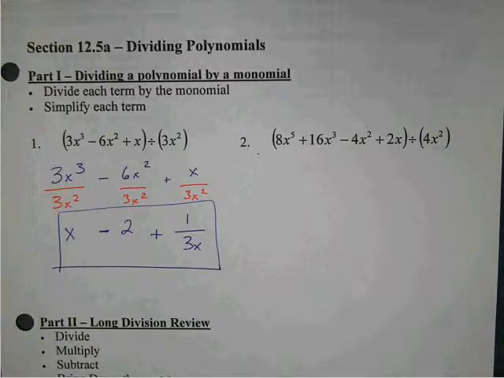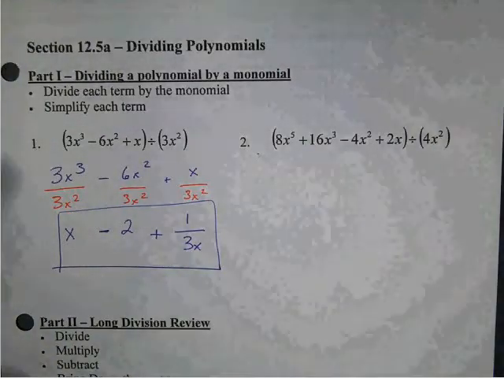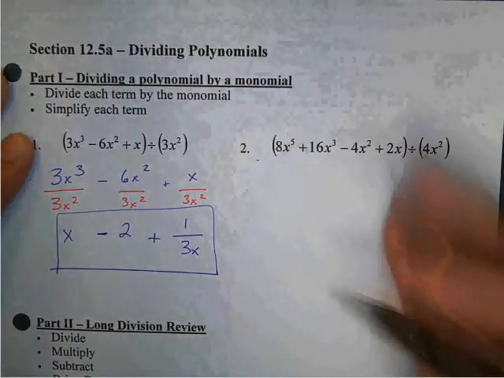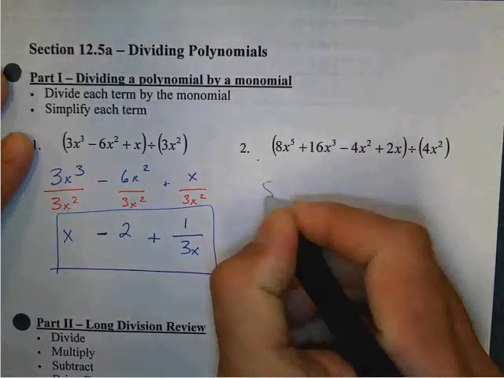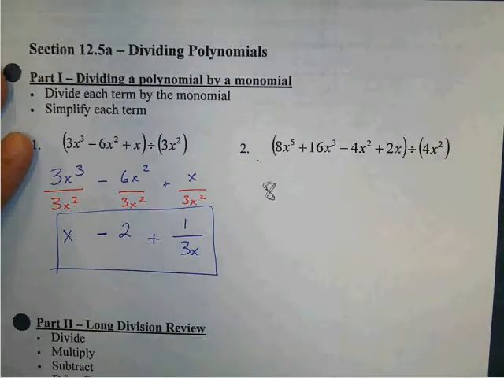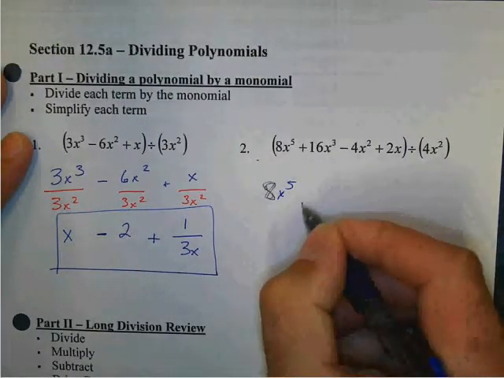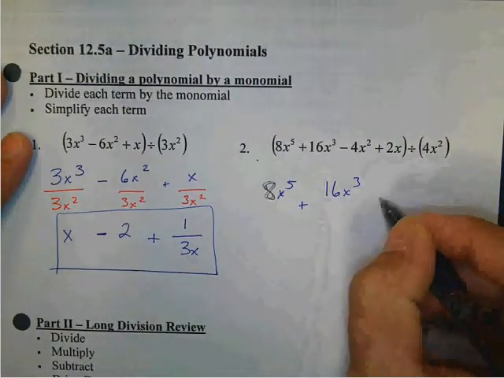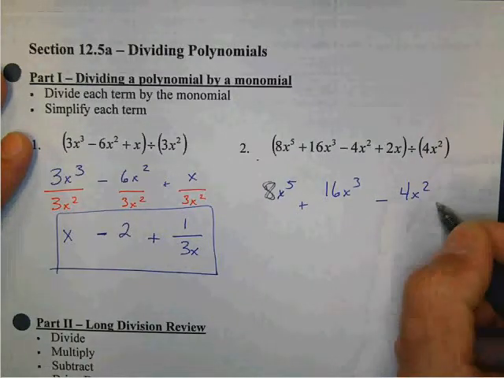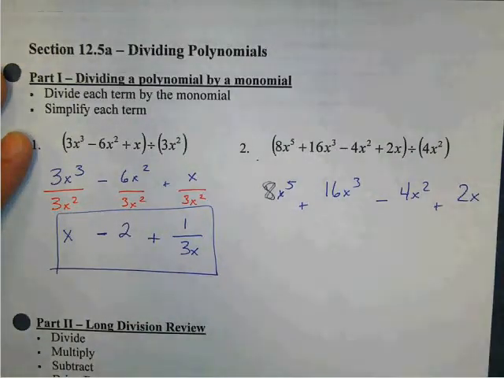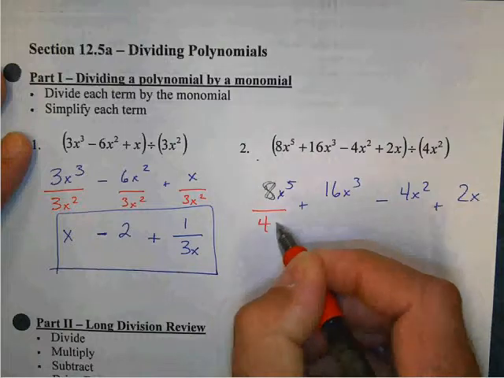All right, look at the next one. Let's see if we can do that one now with what we just learned. Rewrite the numerator. 8x to the 5th plus 16x cubed minus 4x squared plus 2x divided by 4x squared.